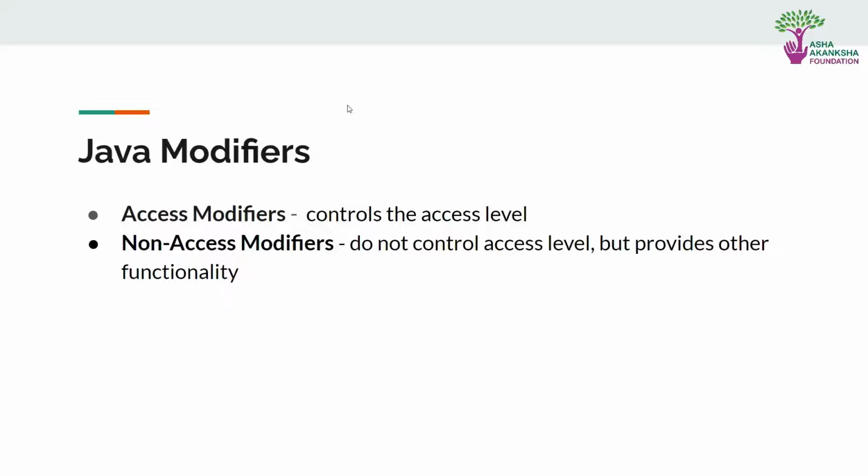Then we come to Java modifiers. There are two types of modifiers. First are the access modifiers, which control the access level and basically act like a security system for the classes. Then are the non-access modifiers. These do not control any access level but are used for other functionalities.